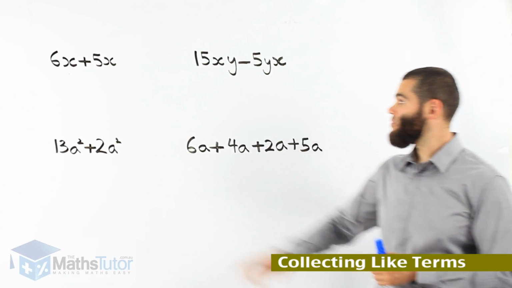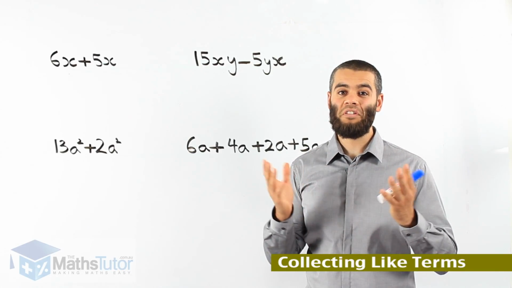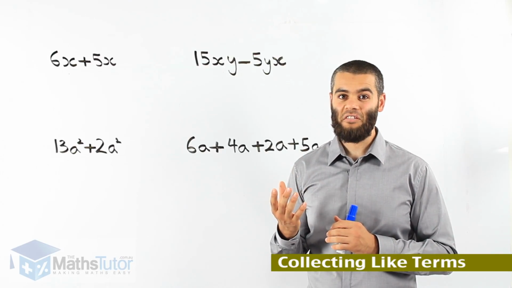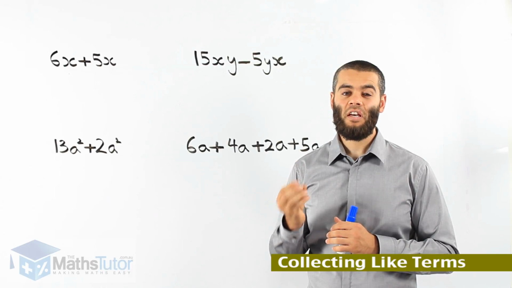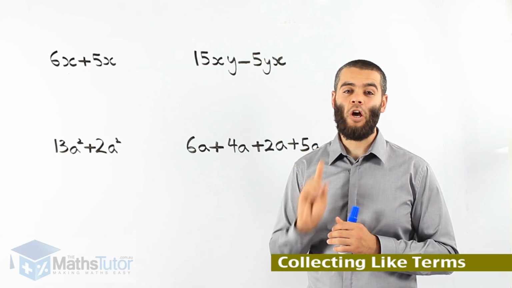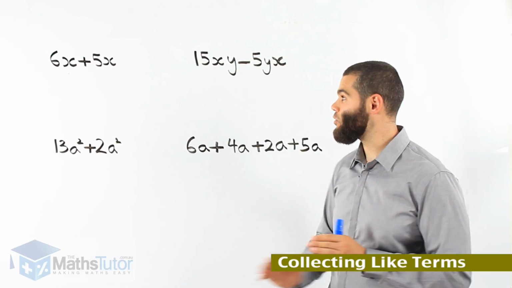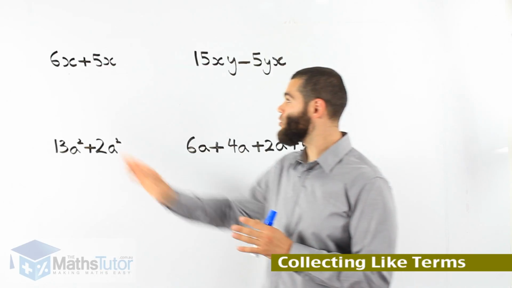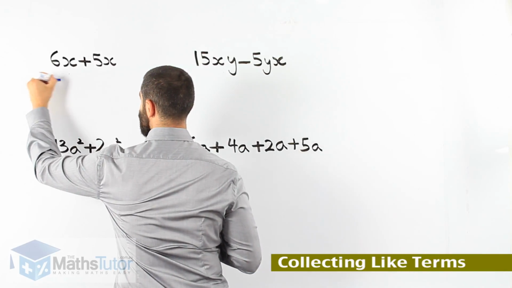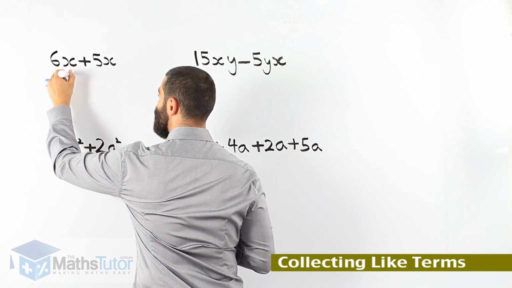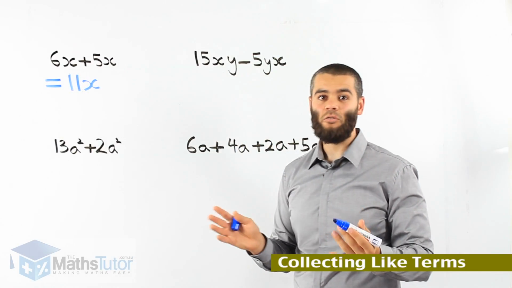Let's start on top. 6x plus 5x. Remind yourself, what does collecting like terms mean? It means to add or subtract algebraic expressions that have the same pronumerals. We can only add or subtract algebraic expressions with the same pronumerals. So here, do we have the same pronumerals? X and x? Yes, we do. We can add them up. It's that simple. 6x plus 5x, 11x. Yes, that's all it is.